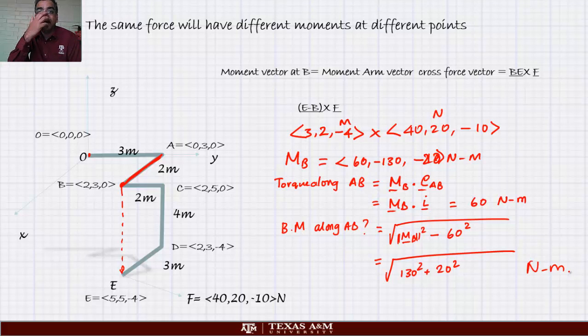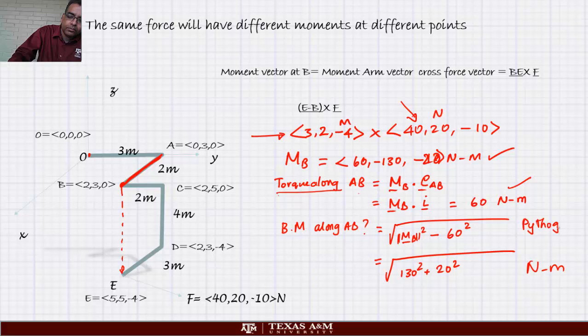So typically, you want to calculate the torque first, that is the moment along AB first. So the steps are easy. Find the moment arm vector, cross it with the force vector, and you will get the moment vector. Then find the torque along the line and then use the Pythagorean theorem. Okay, that's it. Very good.